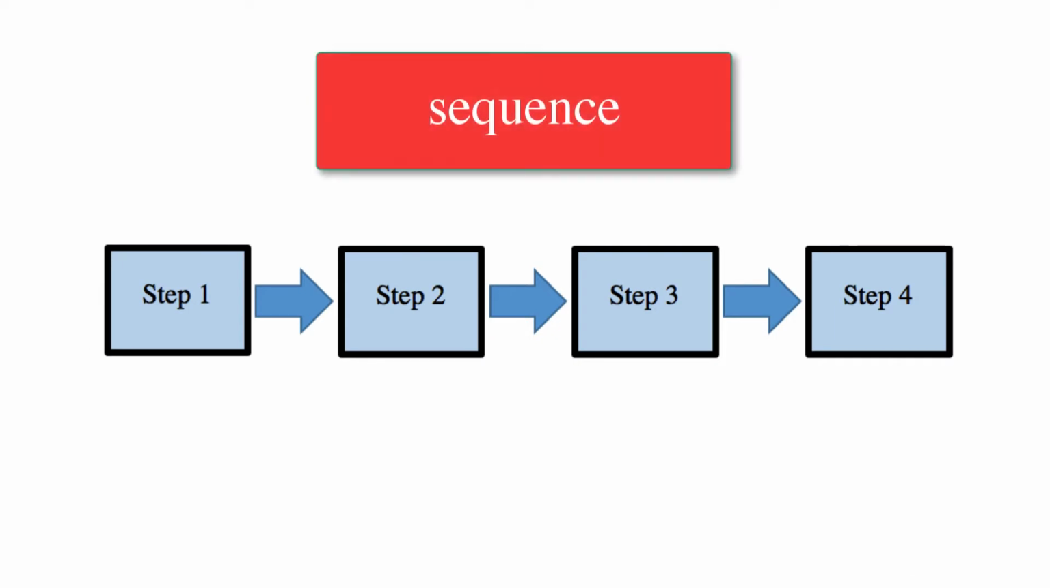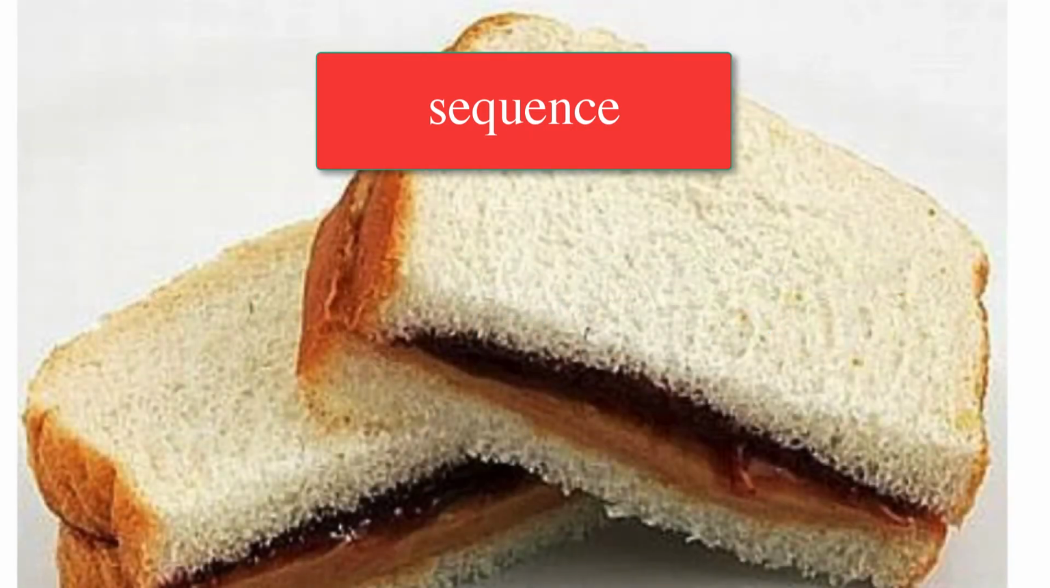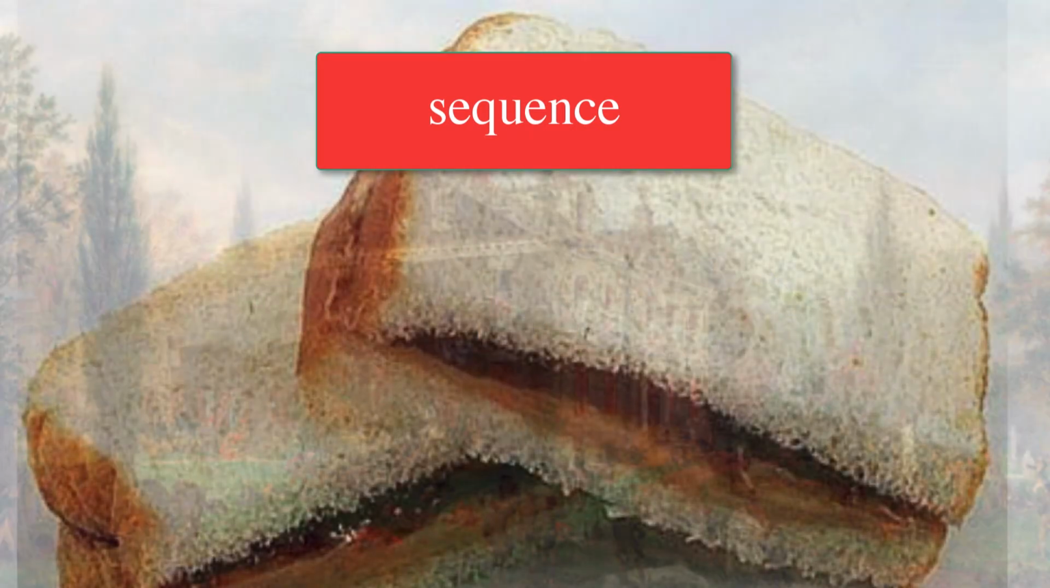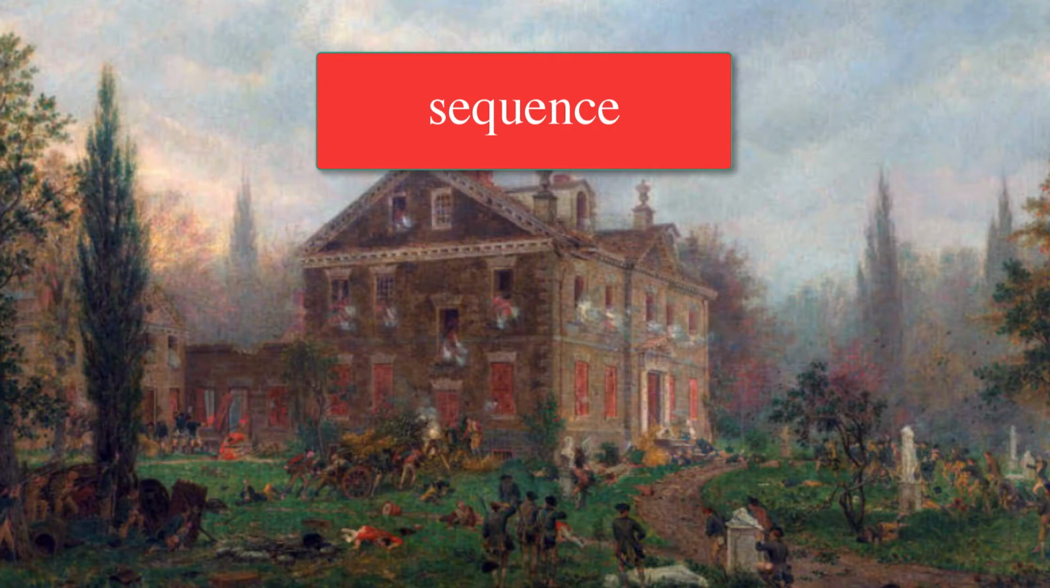Today's text structure is sequence, or the order that things happen. This structure could be used to explain how to make a peanut butter and jelly sandwich, or a history of the Battle of Germantown.